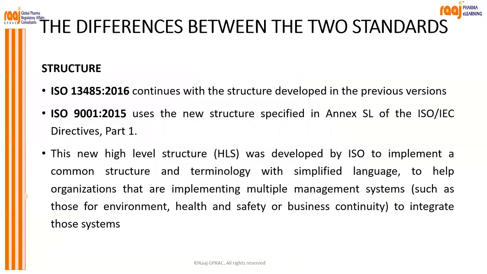Now let us walk through the differences and the similarities between these two standards. Let us talk about structure first. ISO 13485:2016 continues with the structure developed in the previous version. Okay, and ISO 9001:2015 uses the new structure specified in Annex SL of the ISO/IEC Directives Part 1. This new high level structure was developed by ISO to implement a common structure and terminology with simplified language to help organizations that are implementing multiple management systems, such as those of environment, health and safety, or business continuity, to integrate those systems.